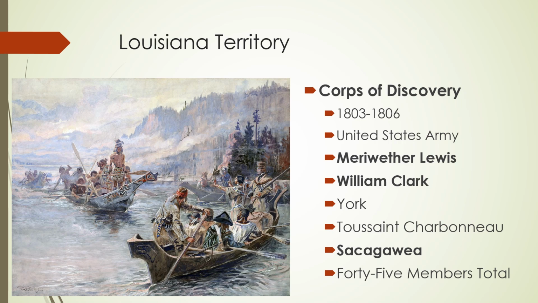important. There's also a guy named York. York is the only black man on the expedition. He is actually William Clark's slave. So York is a slave of William Clark, who is part of this expedition. There is also a Frenchman named Toussaint Charbonneau. Toussaint Charbonneau is who Lewis and Clark hire to be their guide. Remember, we've purchased this from France, and so there are some French fur trappers and things like that out there. So Toussaint Charbonneau is the guide of the Lewis and Clark expedition.